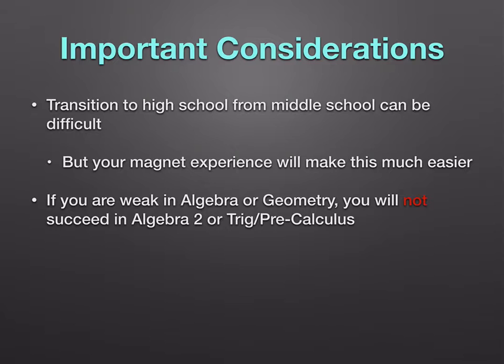If you are weak in Algebra 1 or geometry, you will not be successful in Algebra 2 or Trig Pre-Calc. We know that from experience, not just in the magnet, but all the way through school. So if we let students who are weak in algebra or geometry go on to Algebra 2, and they do, then they fail Algebra 2. And it's really not a very positive experience. So it's very important to me that you have a solid background in Algebra 1 and geometry before I recommend you for Algebra 2.